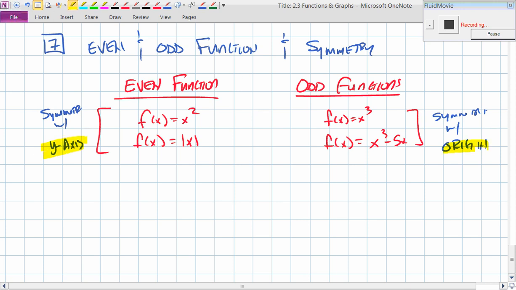No, what we're calling even functions are symmetric with the y-axis. They don't necessarily have anything to do with numbers. Correct. They're just called even functions, yeah.